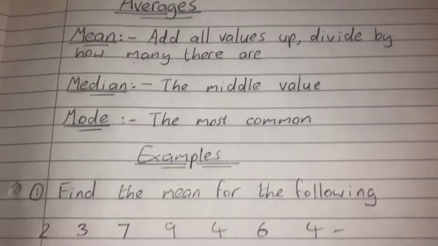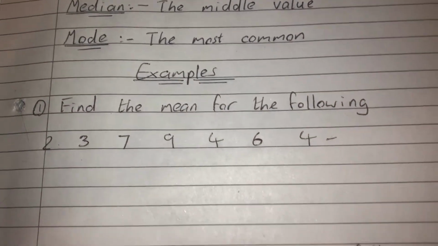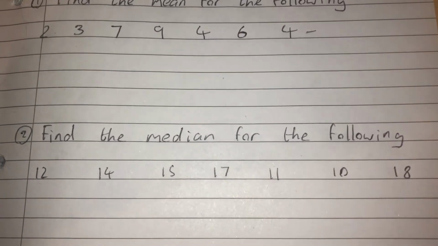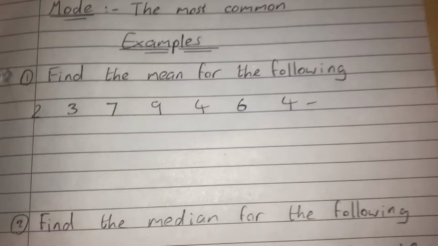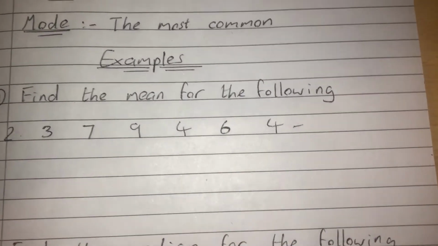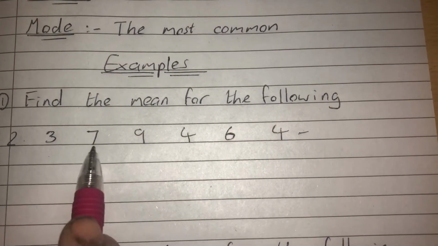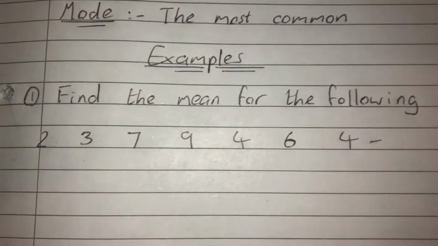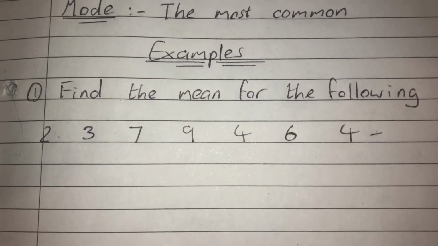So moving on, I'm going to show you how to work out each of these different types of averages with the following examples. Okay, we will start off with the mean. So find the mean for the following. Okay, so we have 1, 2, 3, 4, 5, 6, 7 numbers. So we're going to add the 7 numbers up and then divide by 7.